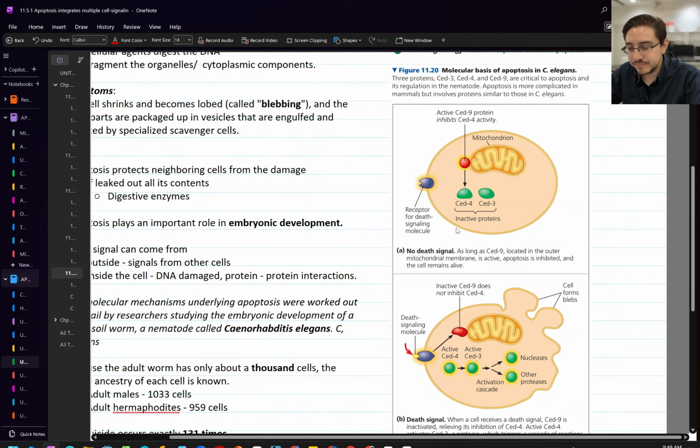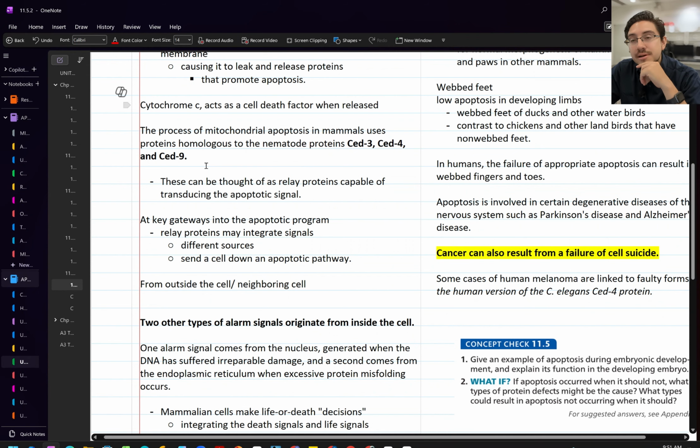Interestingly, cytochrome C, which works in the ETC, can also be involved in the cell death process. So it could act as a cell death factor when released into the environment. Mitochondrial apoptosis uses certain homologous proteins, proteins that are very similar to CED3, CED4, and CED9. But again, it's involved with mitochondria.